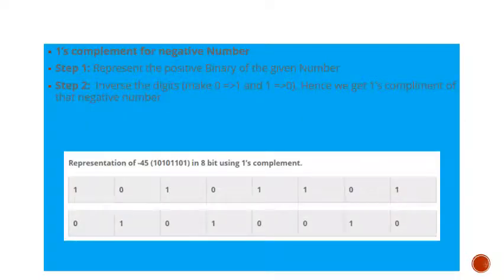In 1's complement for negative number, the working rule for finding 1's complement of a negative number is: step 1, represent the positive binary number of the given number. Step 2 is invert the digits, that is make 0 to 1 and 1 to 0. Hence we get the 1's complement of the negative number. I have shown an example over here, representation of minus 45 in 8 bits using 1's complement. You can see it and understand it easily.